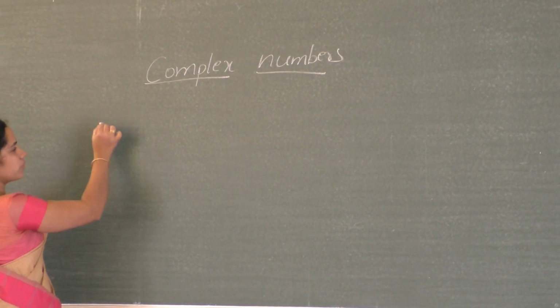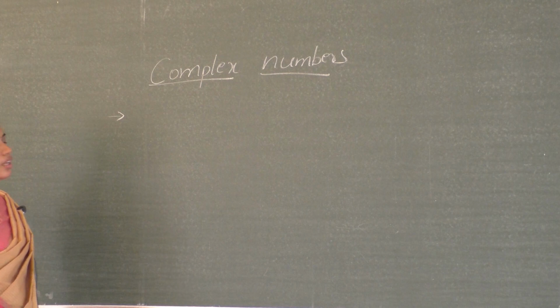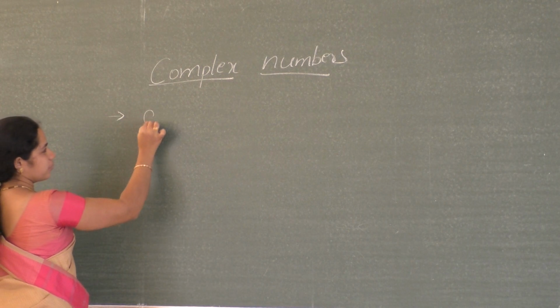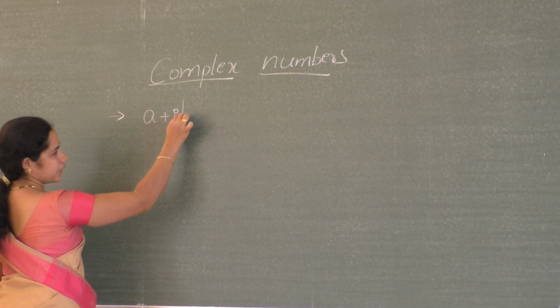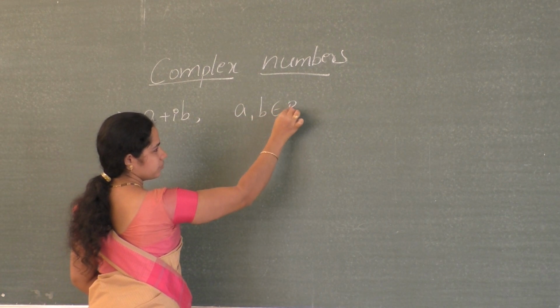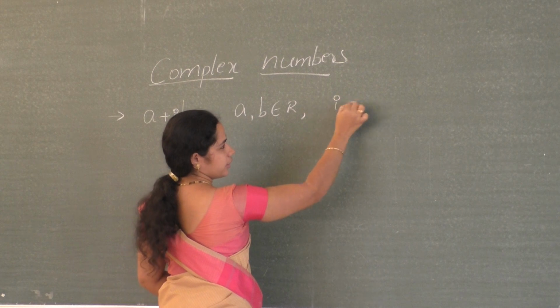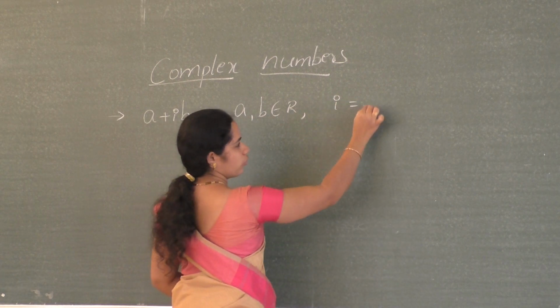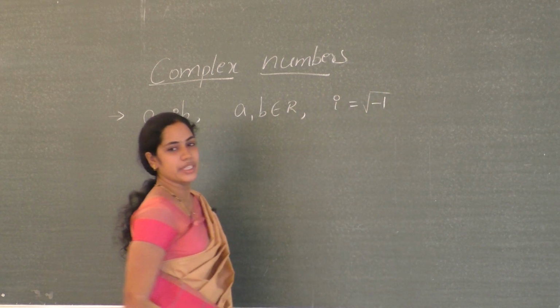Before solving the problems, just recall the chapter once. A complex number means a number of the form a plus ib, where a and b are real numbers and i is the imaginary number. The value of i is root of -1.